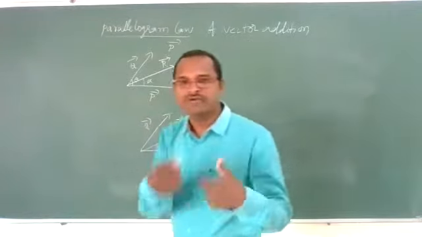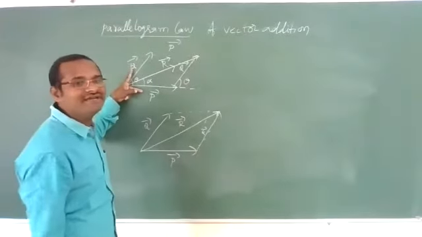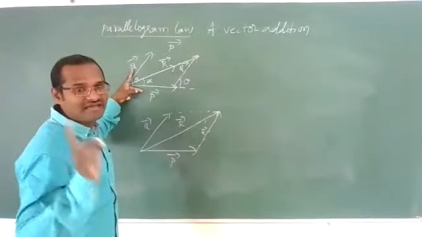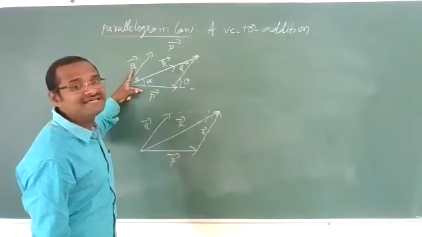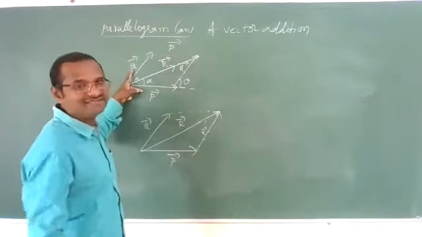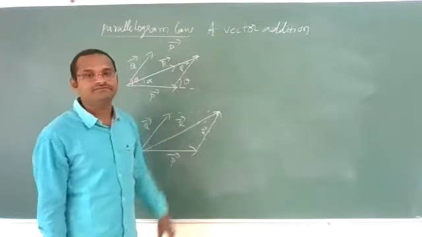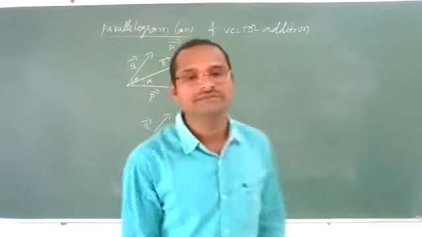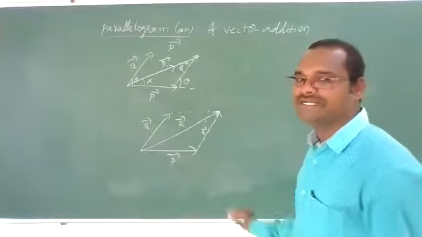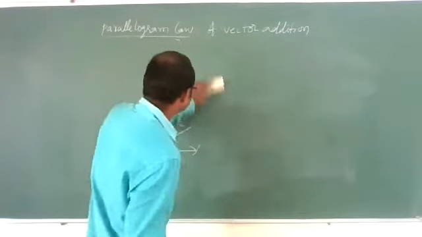Statement, one more time revision. If P bar and Q bar represent two sides of a parallelogram, then the resultant of these two vectors is given by the diagonal of that parallelogram. This is a statement, and I hope you understand this clearly.